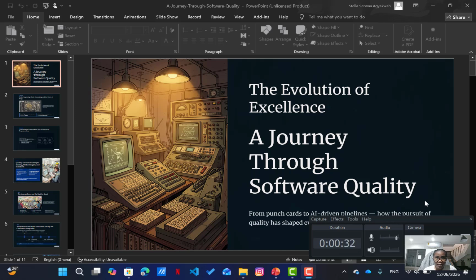Software quality refers to how well software meets user requirements, performs correctly, and operates without defects. Over the years, software quality has evolved from simple debugging practices to advanced automated and AI-driven quality engineering. Let's explore this journey together.